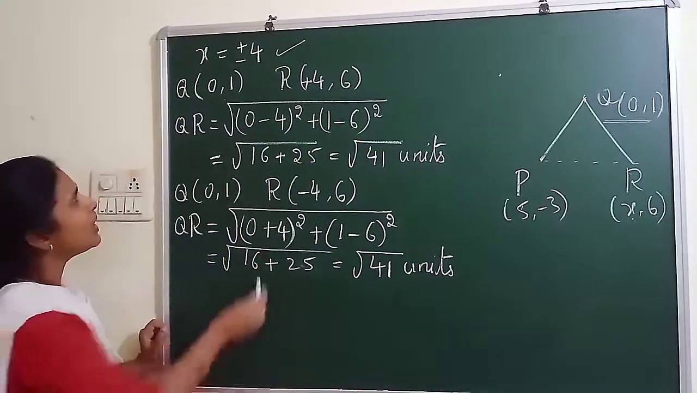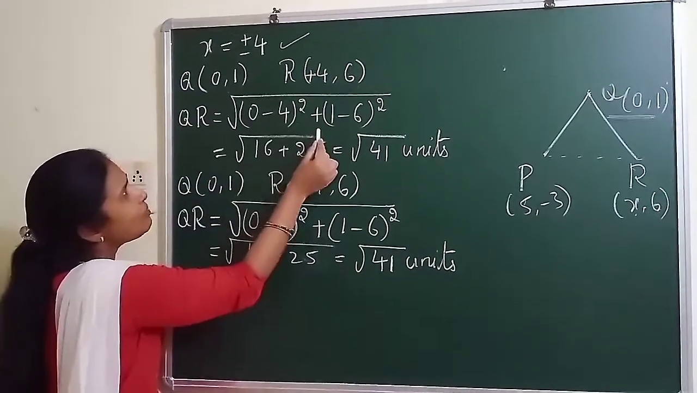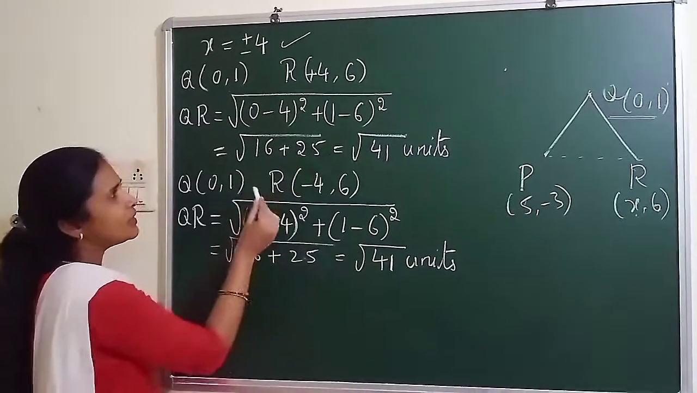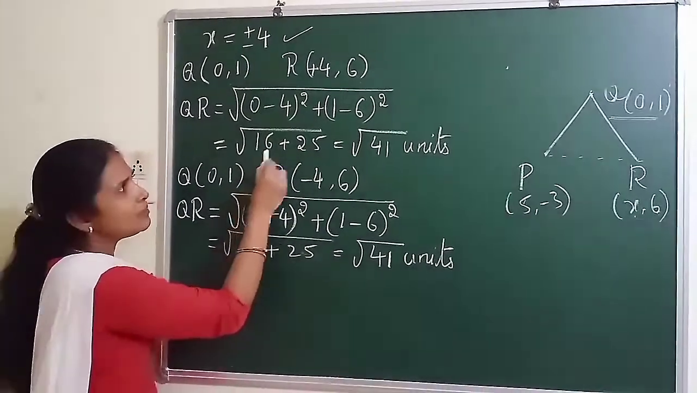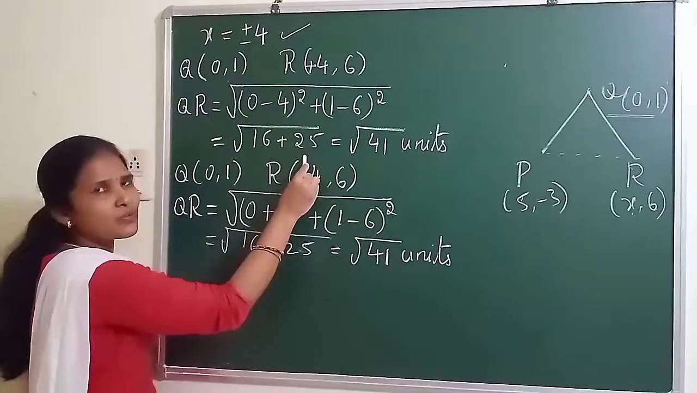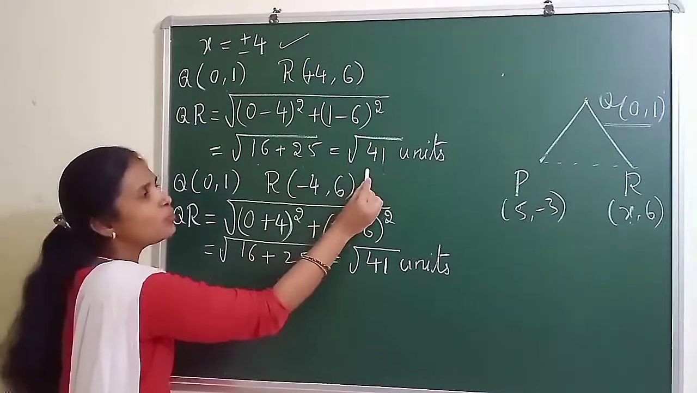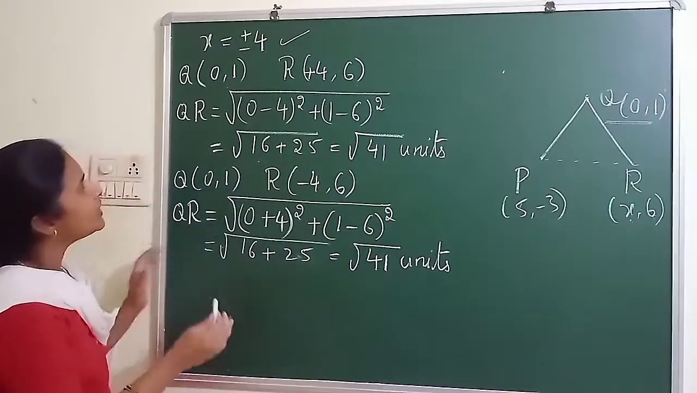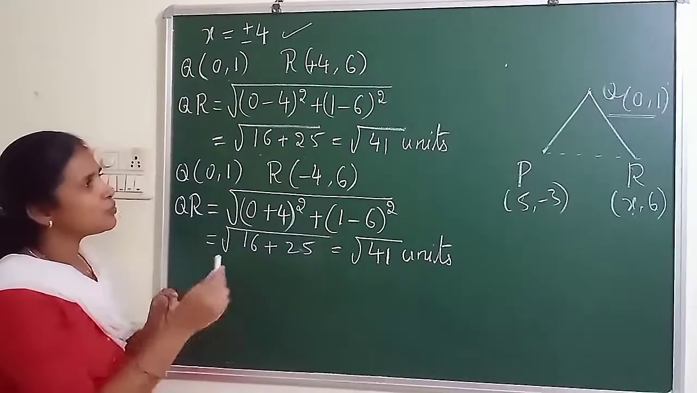So Q becomes (0, 1) and R becomes (4, 6). Apply the distance formula. 0 minus 4 whole square plus 1 minus 6 whole square. That is minus 4 square is 16. 1 minus 6 is minus 5, square is 25. When you add, you get root 41 units. So I got the distance between Q and R is root 41.